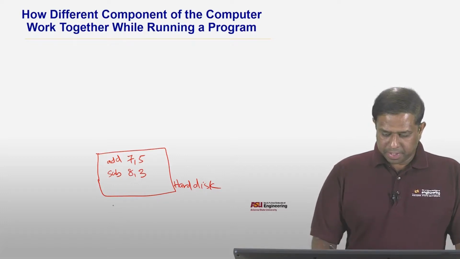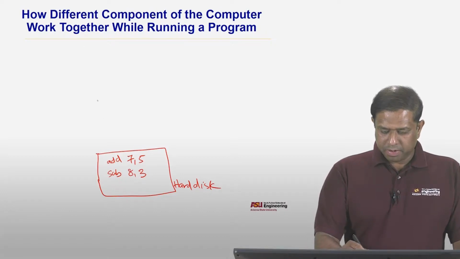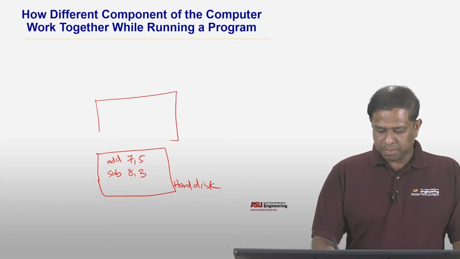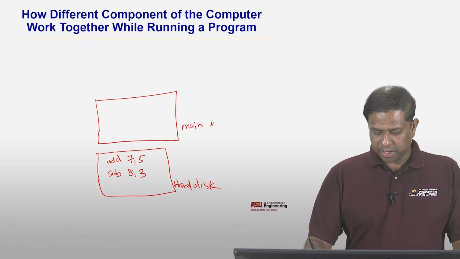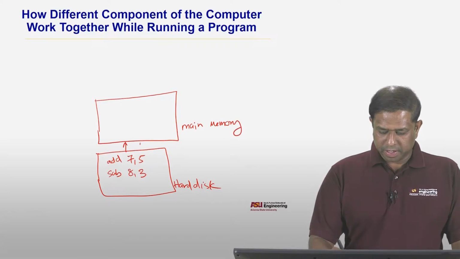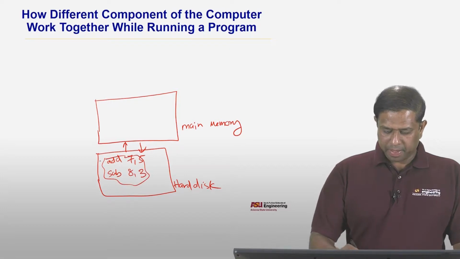Now according to the previous discussion, we know that before we run this program, we need to load this program into the computer main memory. So before we run it, these two units are connected. Then we take this program and load it, right?